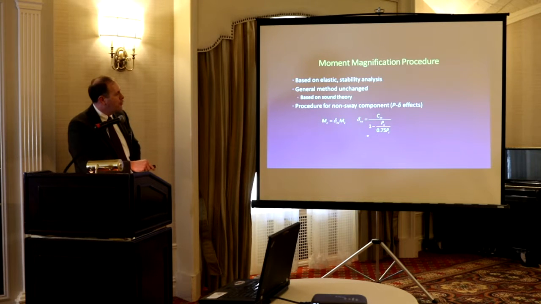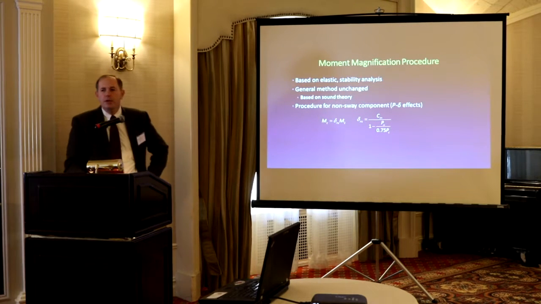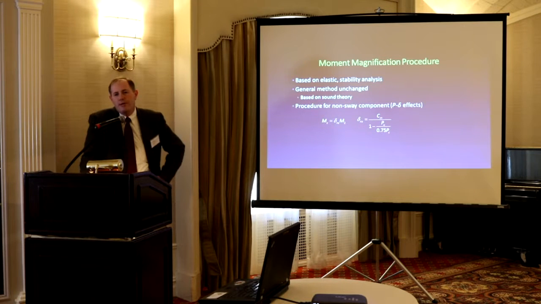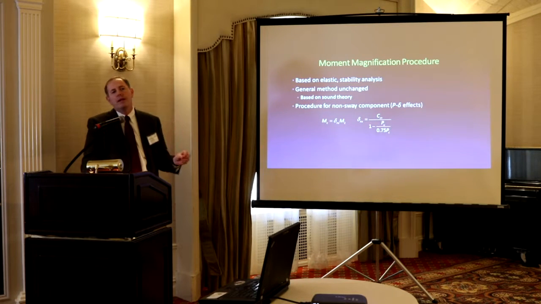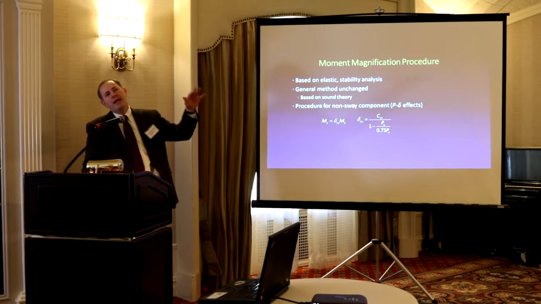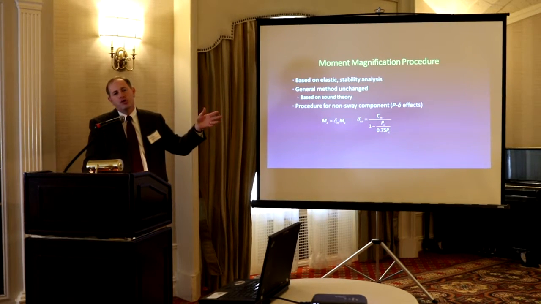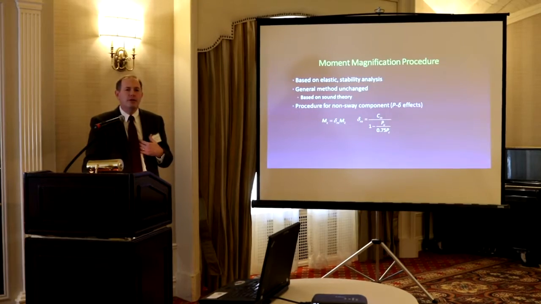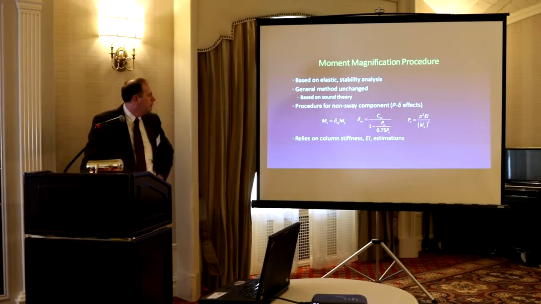But this little 1 over 1 minus P over P critical is actually a very simple equation to magnify with, and that thing is darn good. I mean, if you go up and look at it, when you're about 80-90% from the buckling load, that's where it starts diverging from the theoretical solution. But from where we're needing to design, it's almost perfect.